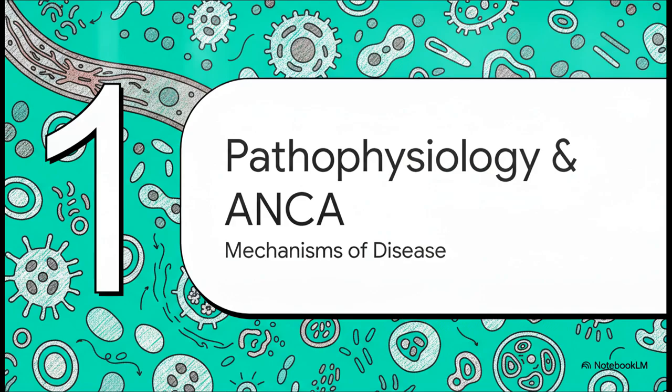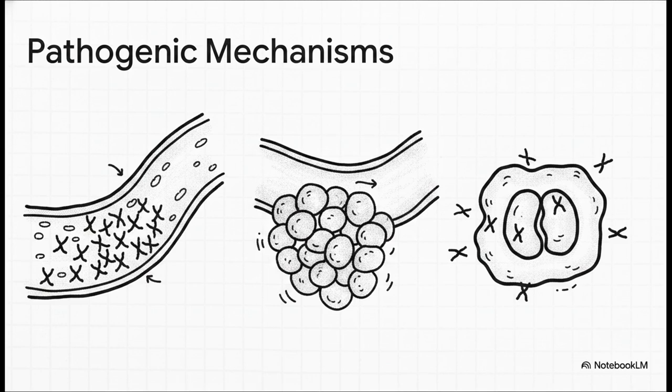Okay, kicking things off with Section 1, pathophysiology and ANCA phenotypes. Let's look under the hood and unpack the underlying immunopathogenesis driving these severe inflammatory conditions. So the crucial point to remember is that vasculitis isn't just a one-trick pony. It's driven by a combination of different mechanisms.